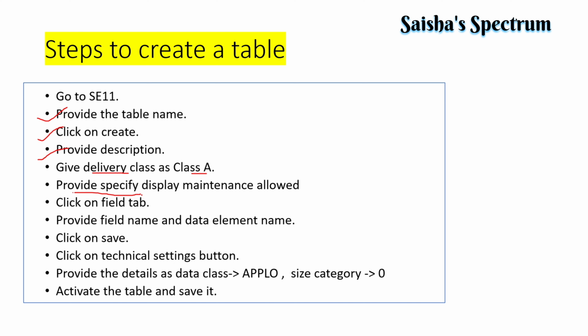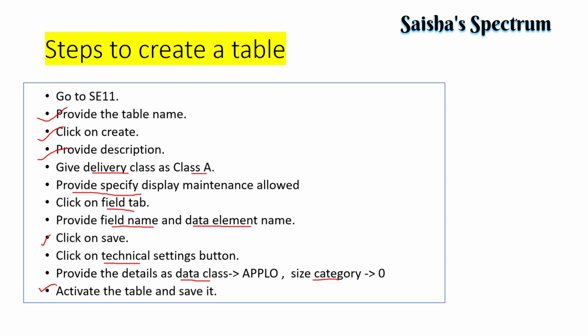Then provide a display maintenance allowed and then click on the field tab. Provide the field name and data element names. These are the two fields, that is data element name and field name, and click on the save button. Then provide the different technical settings. Technical settings we are going to provide, that is data class, APPL0 and size category, and then simply activate the table and save it.